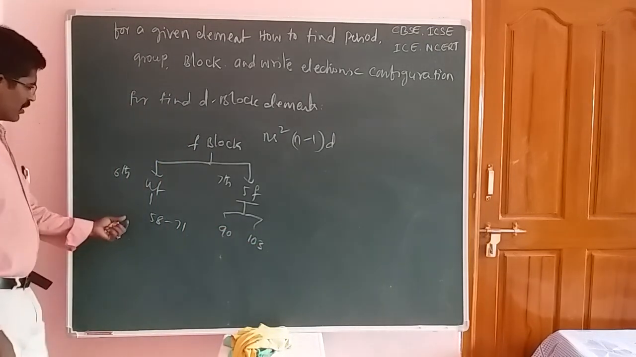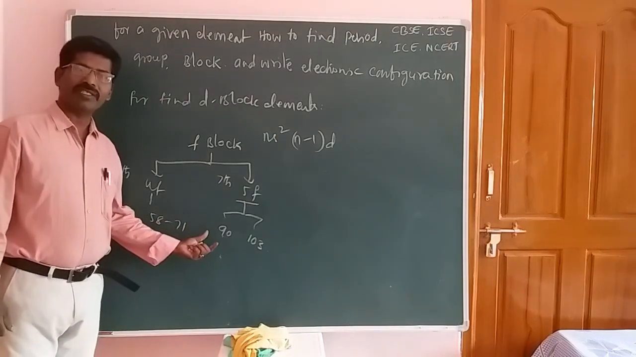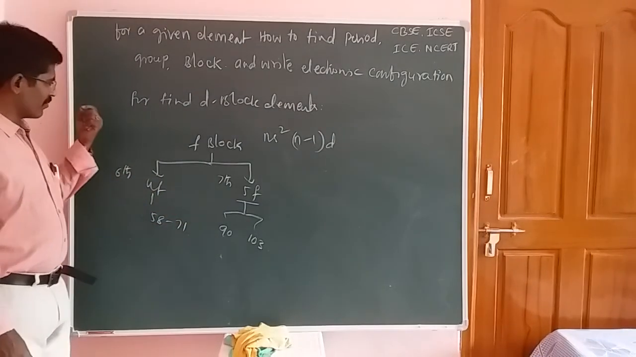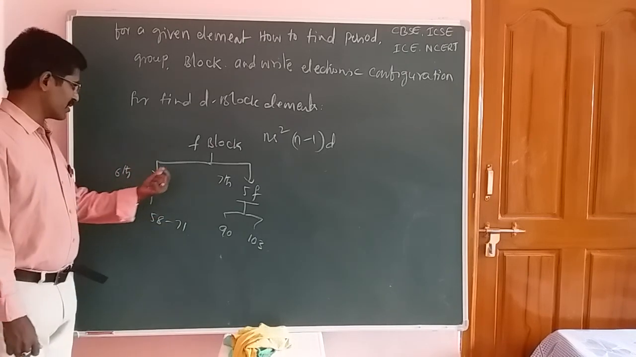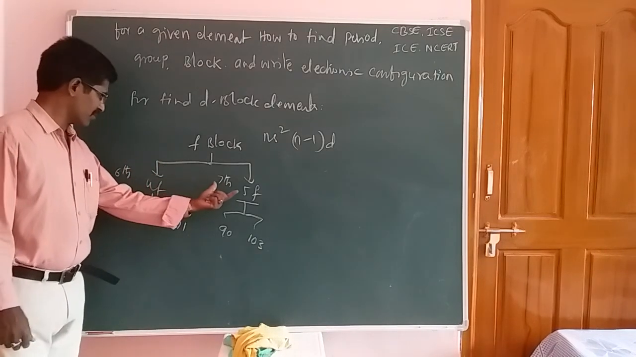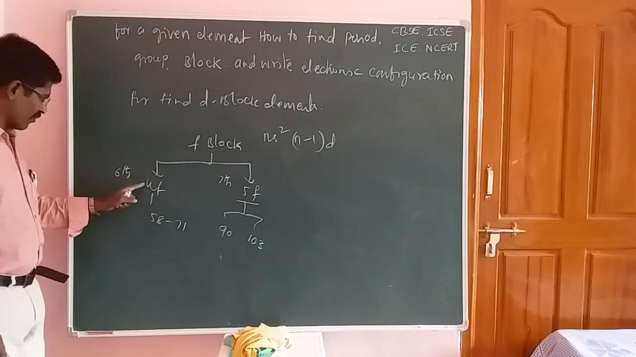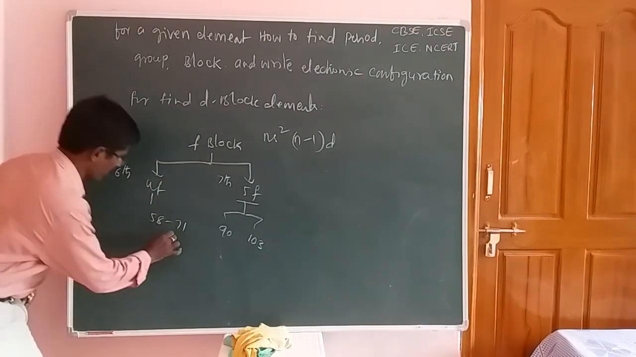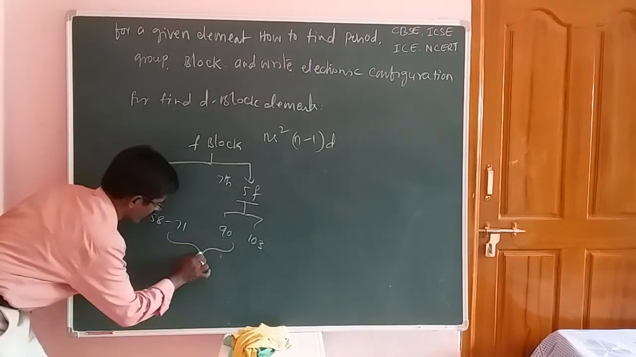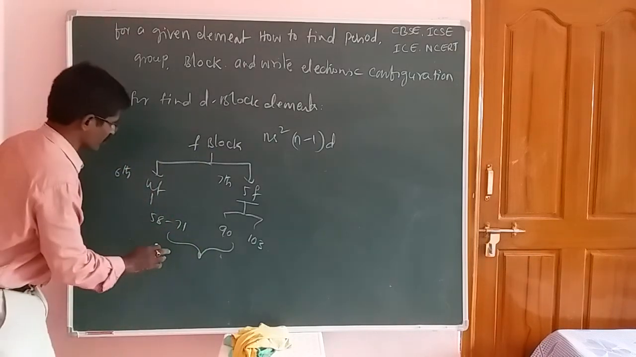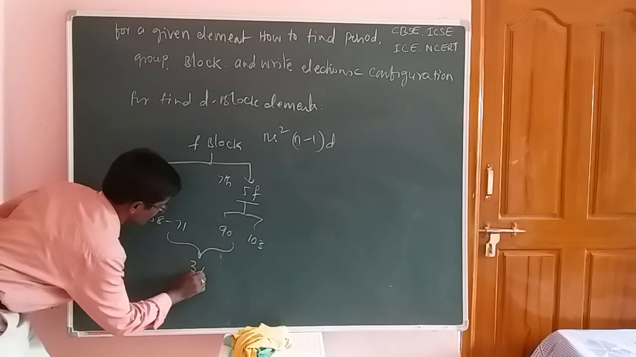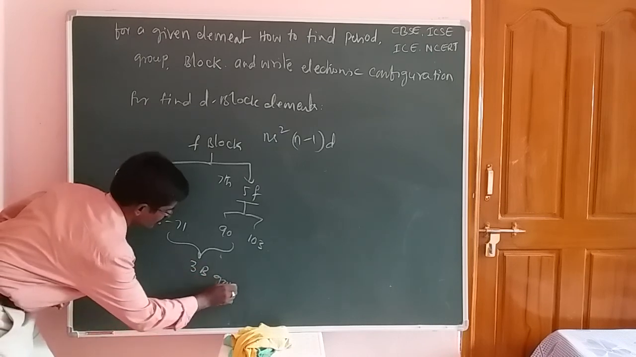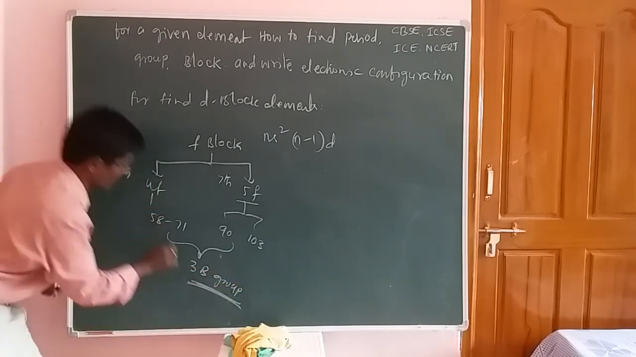Depending upon these numbers, you decide that the given element belongs to the F block elements. That means 4f or 5f, but both belong to the same group, students. 6th period, 7th period, but the group is the 3rd B group. Both are in the same group.